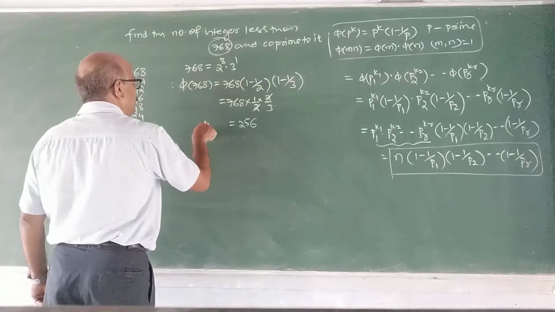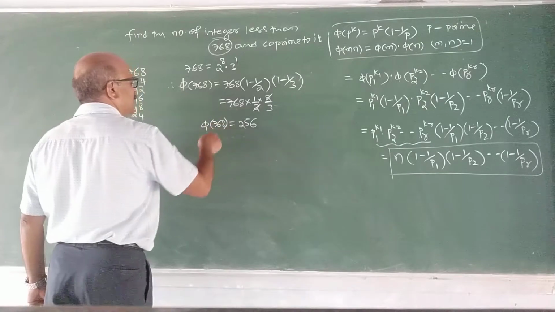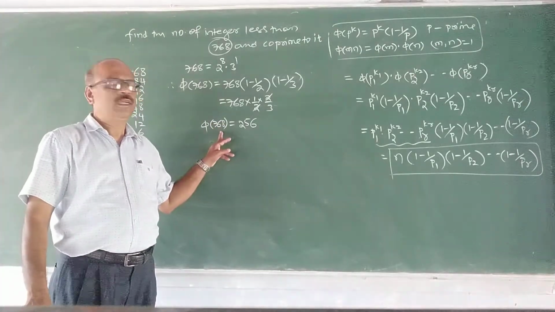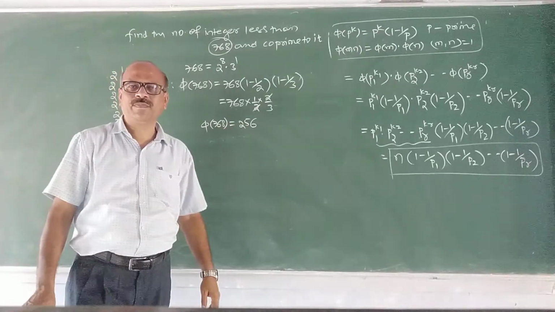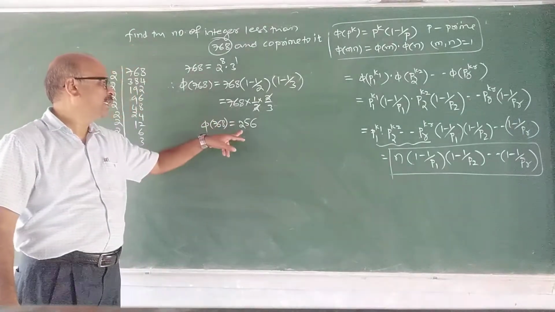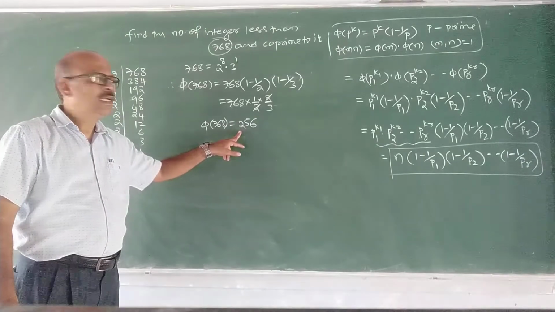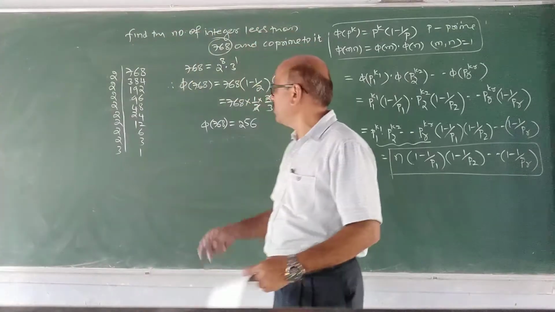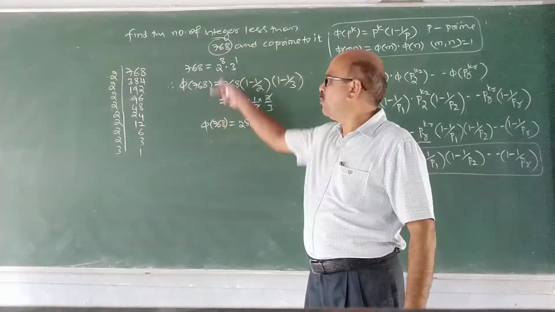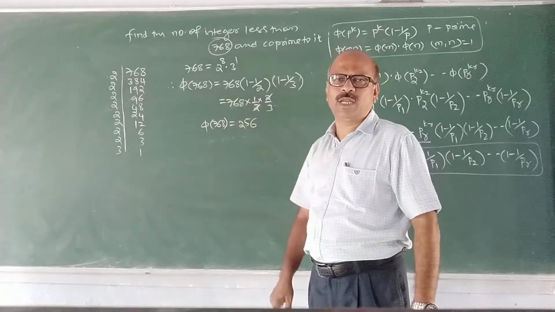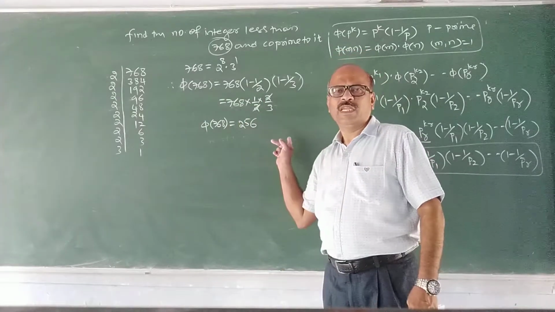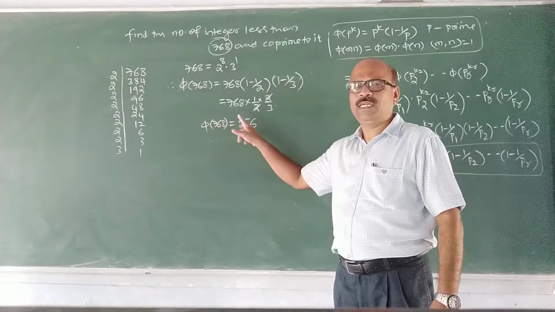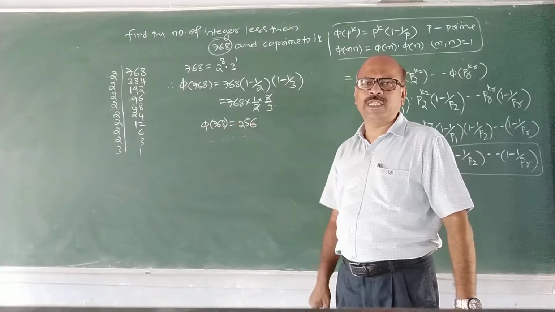So, this is the number of integers which are less than 768 and co-prime to 768. 256 integers are there which are less than 768, co-prime to 768. See here, we have not listed all the positive integers which are co-prime to 768. We have a formula here. That is the beauty of the formula. Without listing integers, we have obtained the total number less than 768, co-prime to 768.